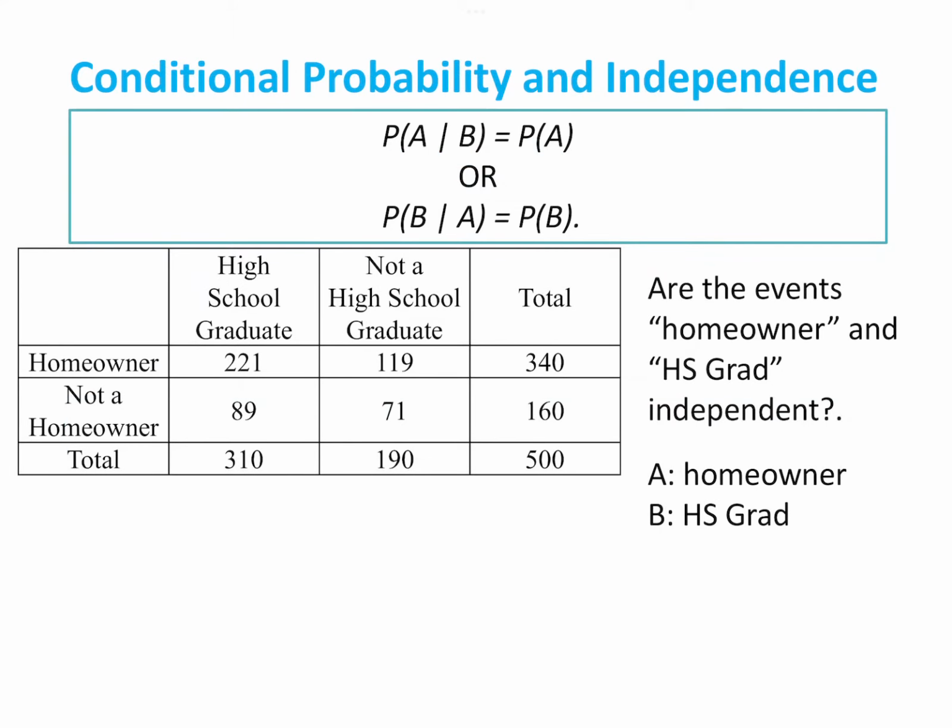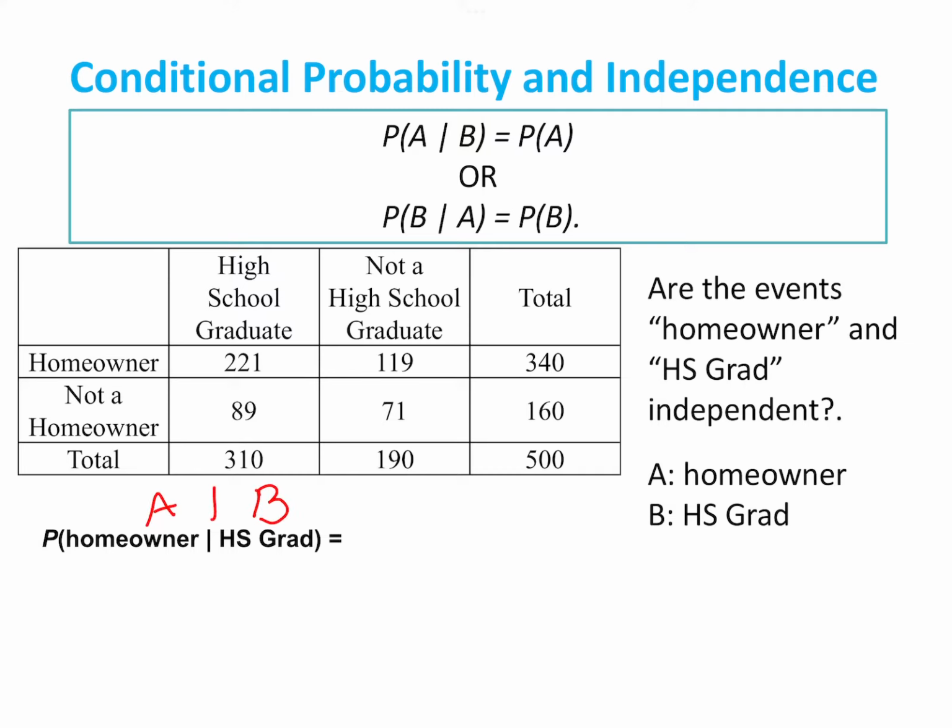So if we look at a couple examples, we'll start with some two-way tables. I just put the formulas again up on top right here. I want to know, are the events homeowner and high school grad independent? So I'm going to let the event A be homeowner and B be a high school grad. In that case, what I need is the probability of homeowner given a high school grad. So I'm finding the probability of A given B.